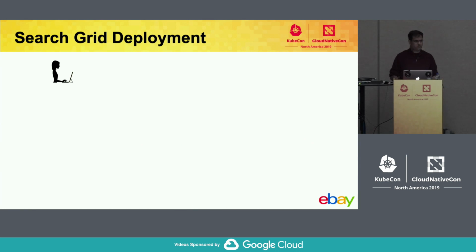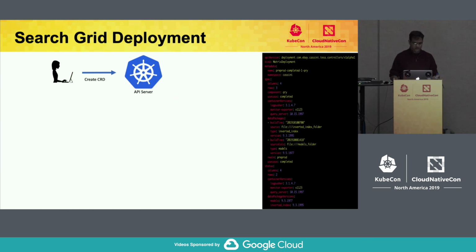When an operator wants to deploy a search grid for a specific use case, she goes and creates a CRD for the matrix deploy. As you can see in this example spec, the operator wants to create a matrix with 4 columns and 3 rows. Here, columns refer to the stateful sets in the search grid, and the rows refer to the replicas for each column.